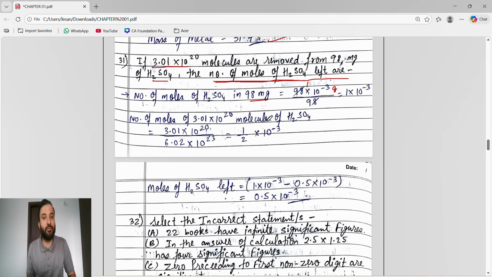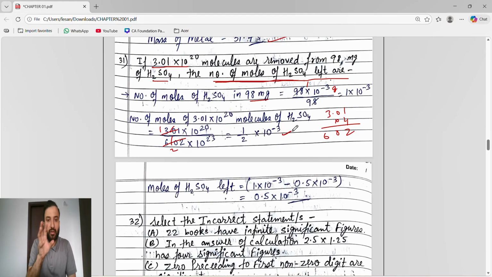Guys, molecules is given. So which formula will we use? Yes, given molecules divided by Avogadro number. So we will get 1 by 2. If you remove this point, it is 3.01. See, 3.01 into 2: 2 1s are 2, 2 0s are 0, 3 2s are 6. So it means 1 by 2, and this 23 will go above, so minus 23. 20 minus 23 is minus 3. 1 by 2 into 10 to the power of minus 3. Understand?